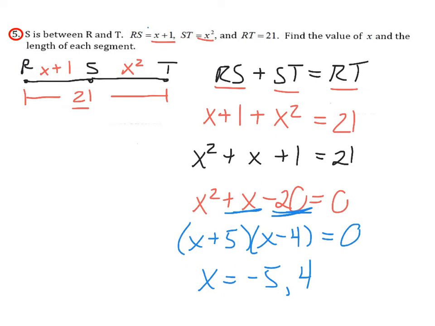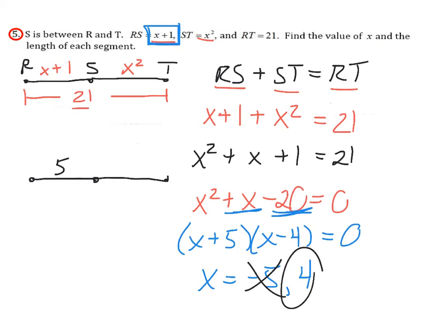Well, if I were to plug in negative 5 right here for RS, I'm automatically going to end up with a negative length. So that negative 5 is out. My solution should be positive 4. If I plug that in, RS is going to be 5, ST is going to be 16, and if I add those two up, I do get 21.